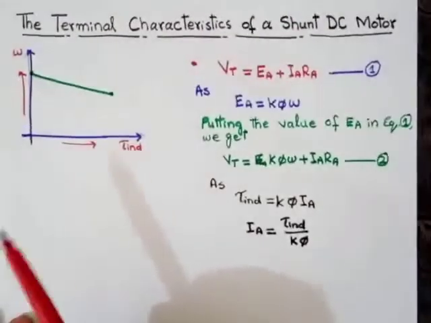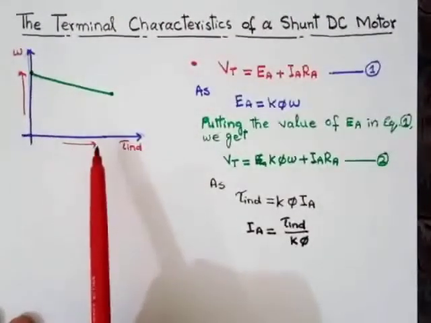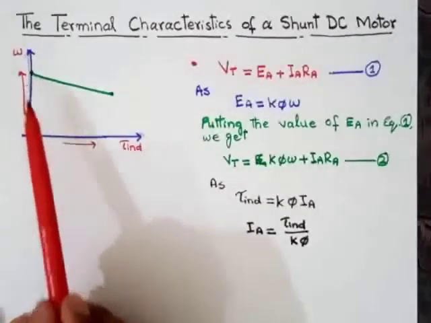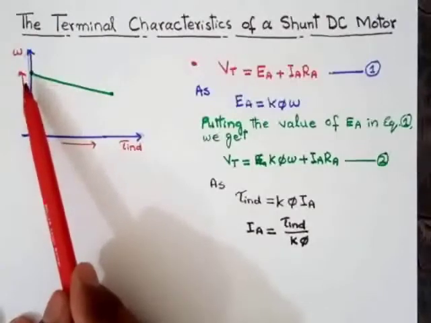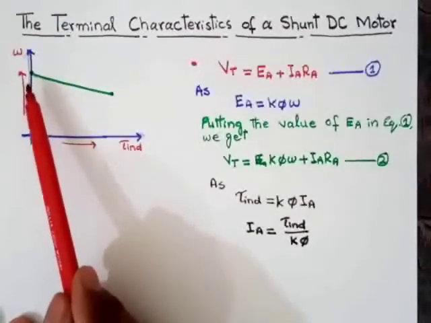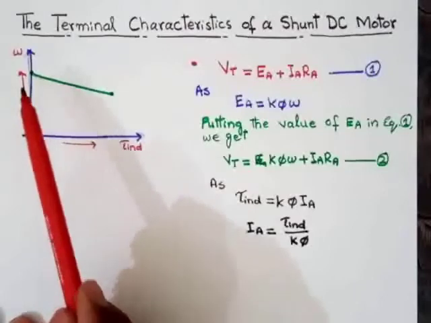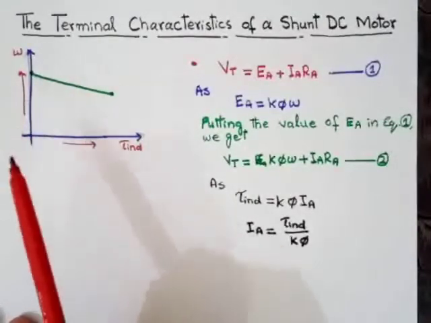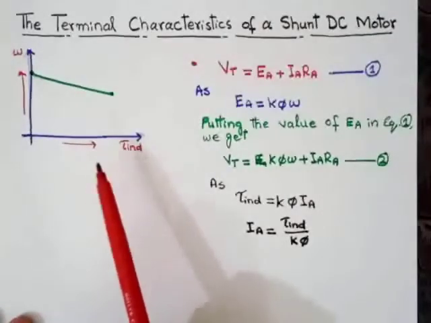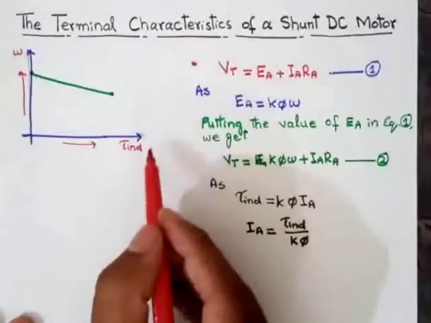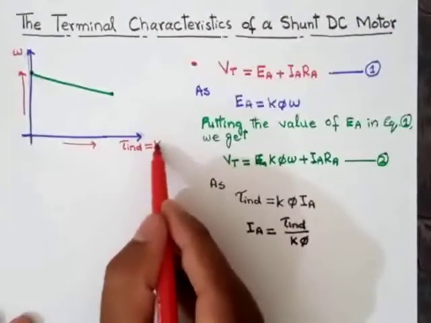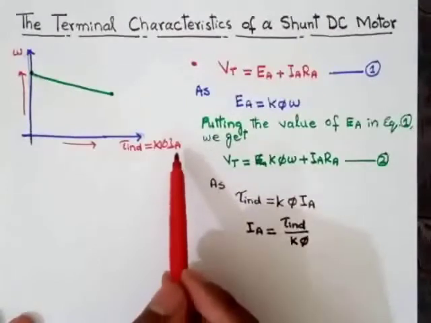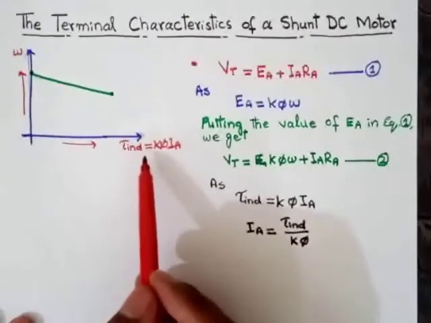As we know, the curve between omega and tau is like this. At the start, at no load, the speed will be maximum. When we connect the load, the current IA will increase. When the current IA increases, the torque induced will increase as well. As we know, tau induced is equal to K phi into IA. When we connect the load, IA will increase. Due to this, tau induced will increase as well.